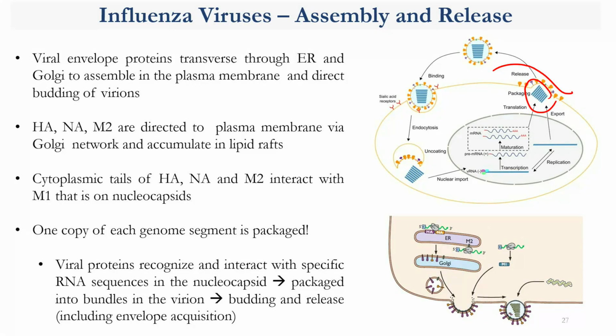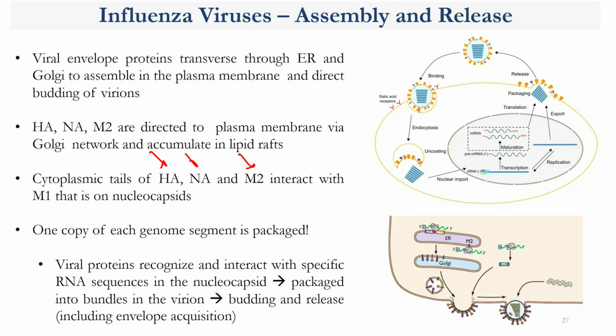Your HA, NA, and M2 are directed to the plasma membrane through your Golgi network. Okay? And they tend to accumulate in lipid rafts. Again, something that we have seen before. Okay? The cytoplasmic tails of these proteins, so HA, NA, and M2, interact with the M1 protein that's present on the nucleocapsid, so it basically holds the nucleocapsid in place.